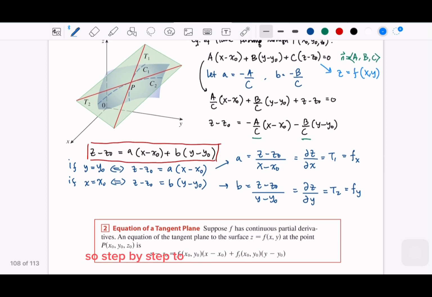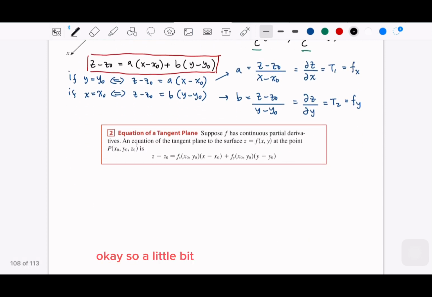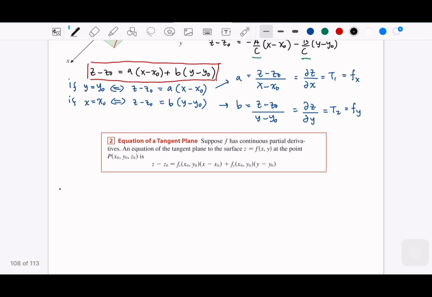So step by step to find the tangent plane: first, if you get the information of the functions, first is finding the partials, both for x and y, and take the point at which you want it, and then you can just use the formulation of the plane and put everything together inside. Okay, so a little bit of an example down here.